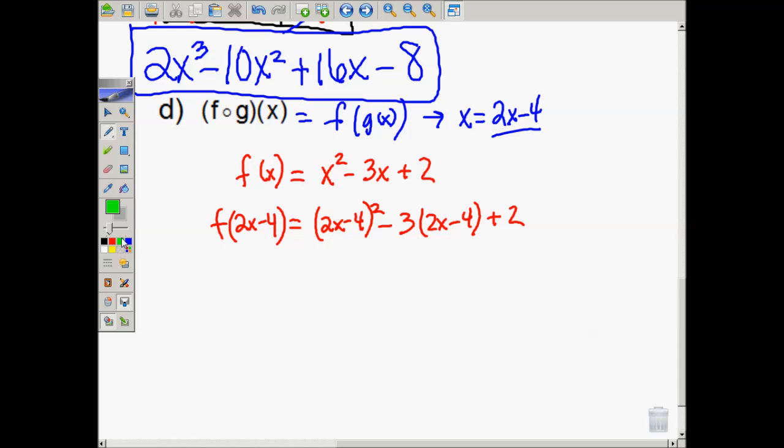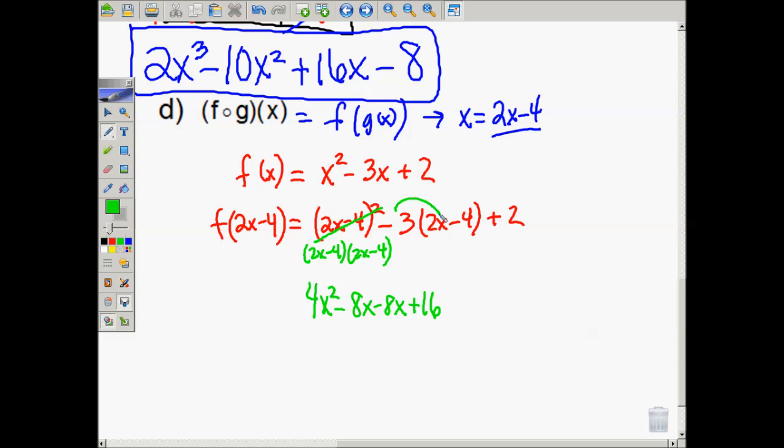So here, how would I do this one? You FOIL. I would have to FOIL because this is 2x minus 4 times 2x minus 4. Correct? So 2x times 2x is? 2x times negative 4 is? And then negative 4 times negative 4 is? So that one's done. Now what am I going to do here?